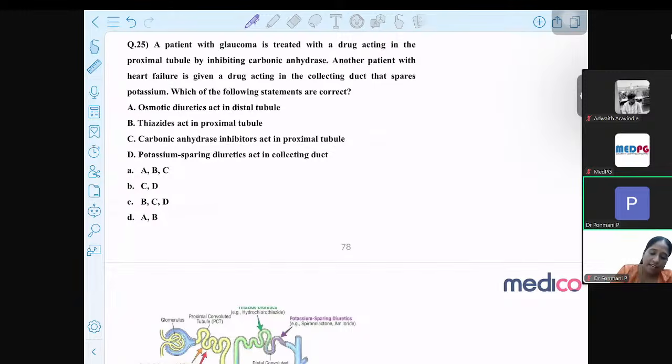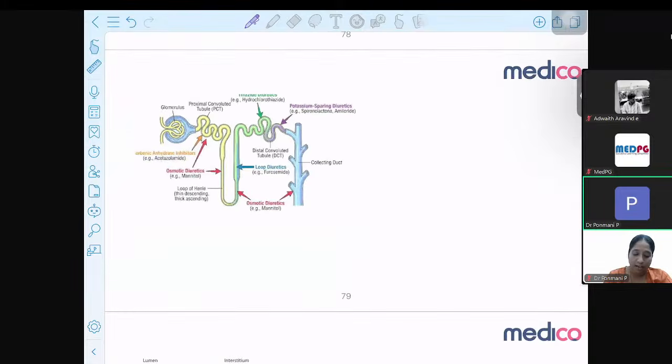A 25-year-old patient with glaucoma is treated with a drug which acts at the proximal tubule by inhibiting carbonic anhydrase. Another patient is given a drug which acts at the collecting duct and spares the potassium. So they are asking the site of action of diuretics. So how are we going to remember this? We will have a look at the nephron here.